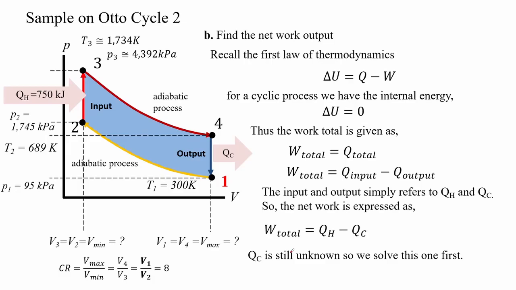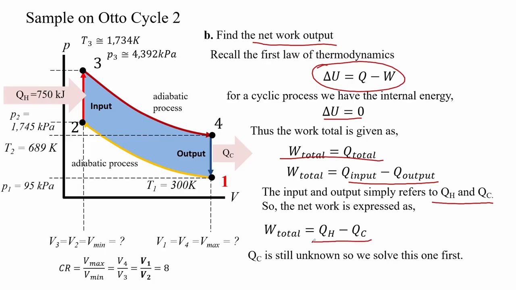Letter B, find the net work output. Recall the first law of thermodynamics. For a cyclic process we have the change in internal energy equal to 0. So the work is simplified as work total equal to heat total. The heat total is the difference of the heat input minus the heat output. The input and output simply refers to QH and QC. So, the net work is expressed as Q hot minus Q cold. Here Q cold is still unknown, so we solve this first.